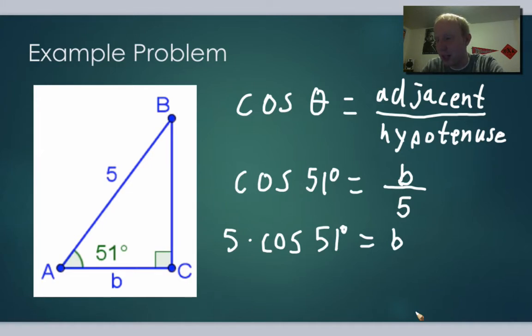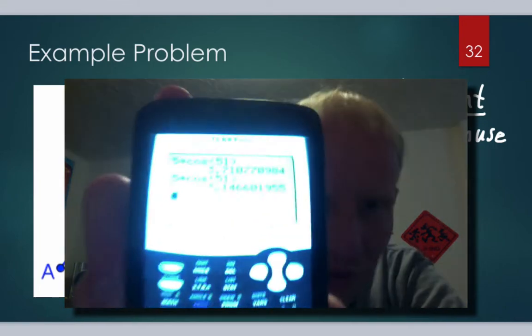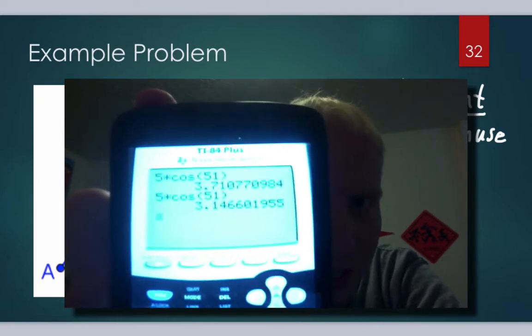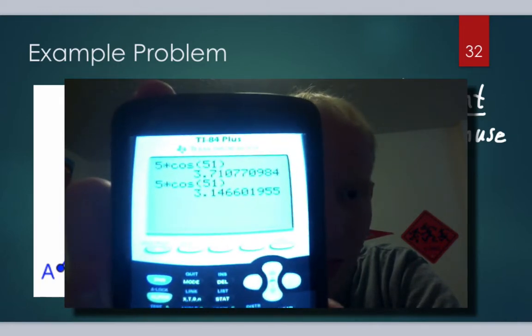3.71. But let's double check. Okay, if I do that again, 5 times cosine of 51, okay, then I get the correct answer, which is b equals 3.147, okay, or 466, okay? So let me show you this on my calculator so you can kind of see. Sorry, this is just on my phone. But if you notice, I put in the exact same calculation twice and got two different answers, okay?